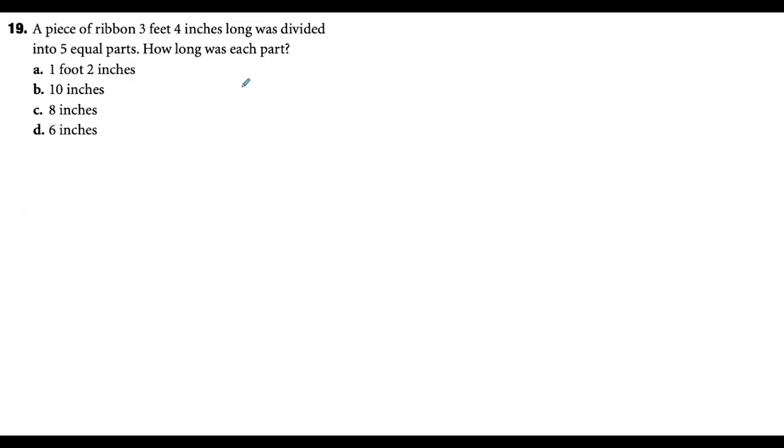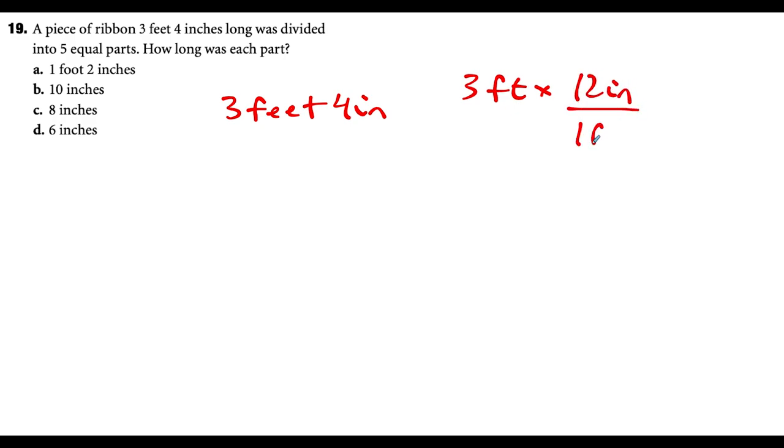For 19, we have a piece of ribbon, 3 feet, 4 inches long, divided into 5 equal parts. How long was each part? What I like to do for questions like this is convert the 3 feet into just inches. So I'm gonna say 3 feet times 12 inches for every 1 foot. I always like to show the units canceling here. If I multiply by 12 inches over 1 foot, that tells me there's 36 inches in 3 feet.